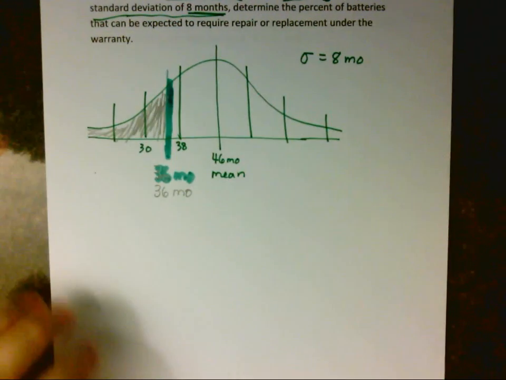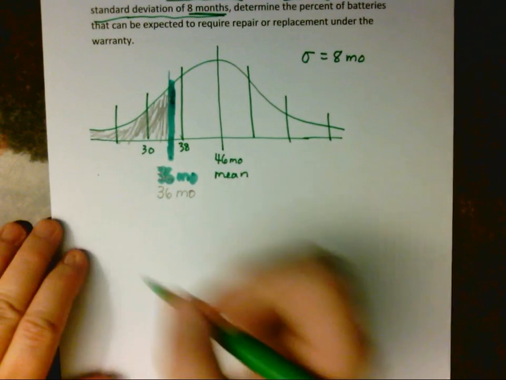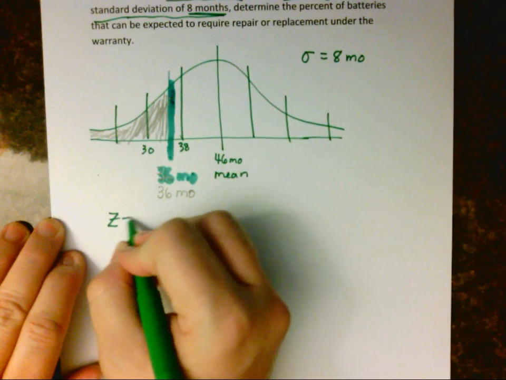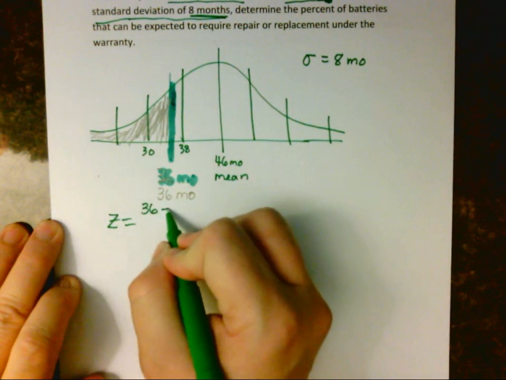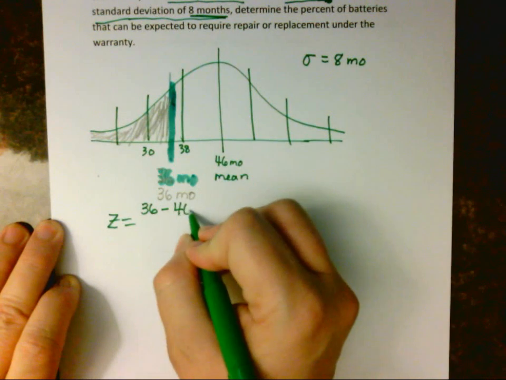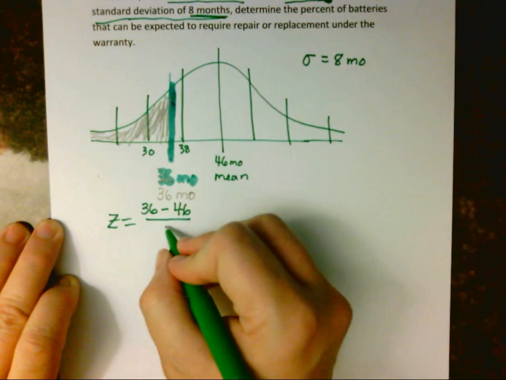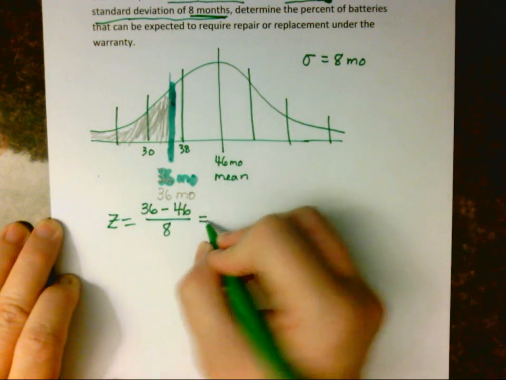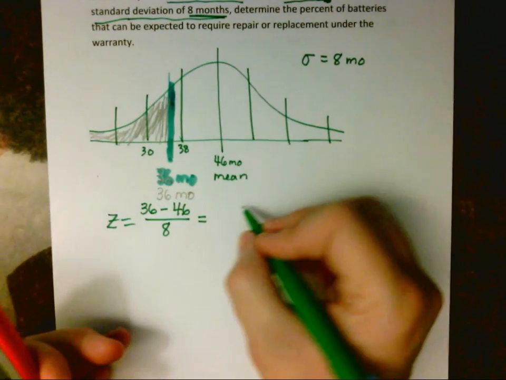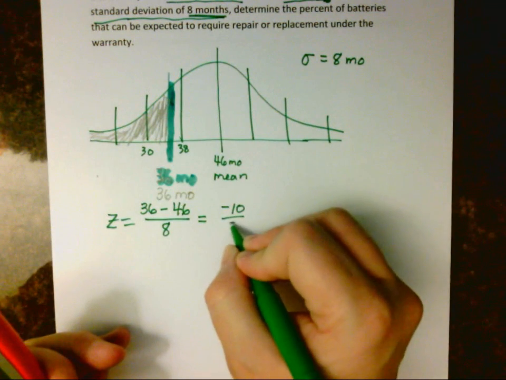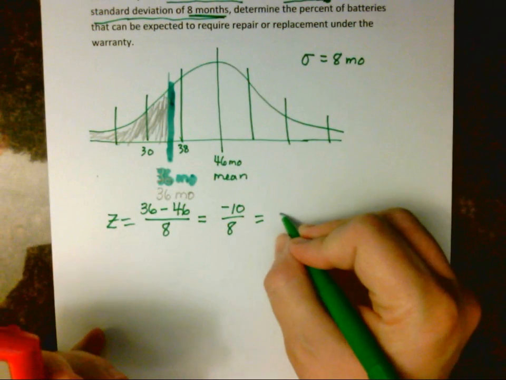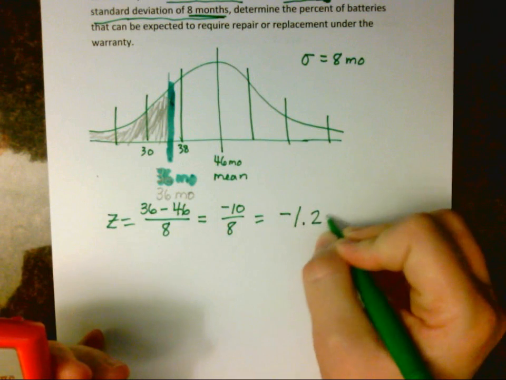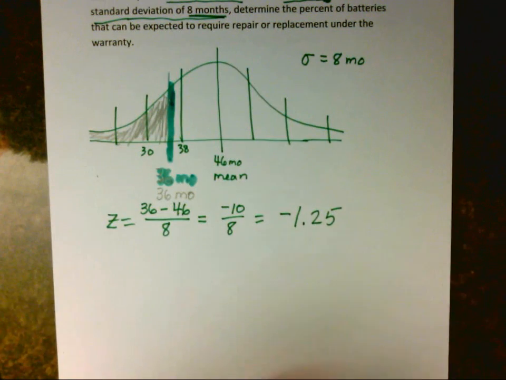So we've drawn the curve, and now we want to get the Z value, the Z-score. So we take the data value that we're using, which is 36 months, minus the average, which is 46 months, and we divide by the standard deviation, which is 8. Okay, that's going to give us negative 10 divided by 8, and we keep these in decimal form, which will give us a negative 1.25 as the Z-score.